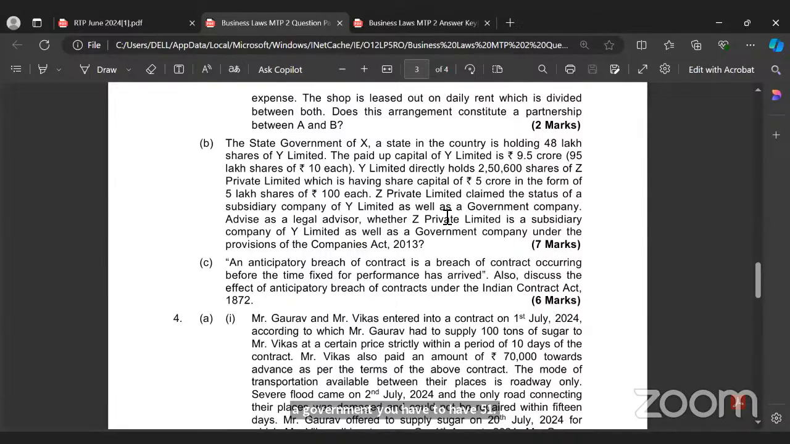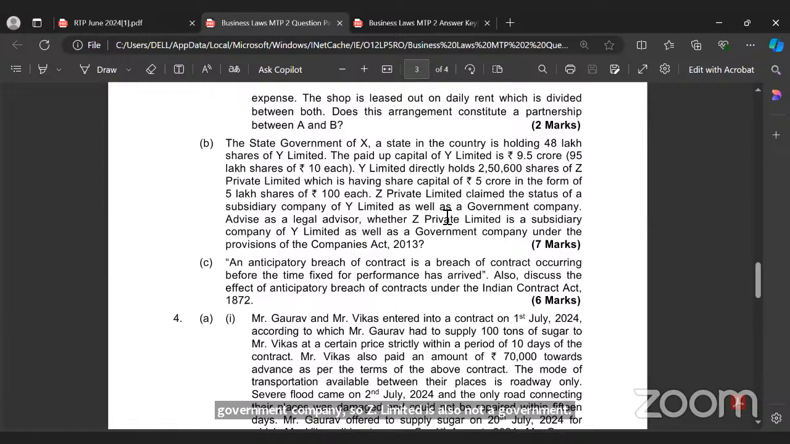So here, since it doesn't own 51%, Y is not a government company. And since Z is a subsidiary of Y, which is not a government company, only a subsidiary of a government company can become a government company. So Z Limited is also not a government company.